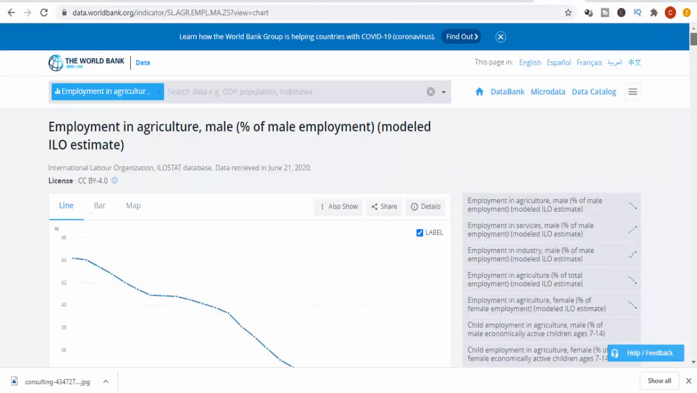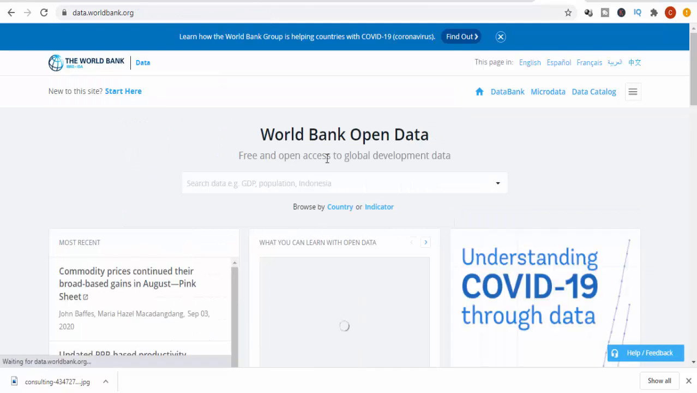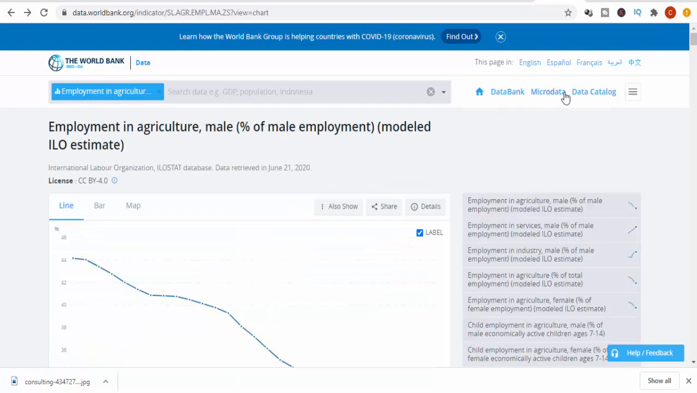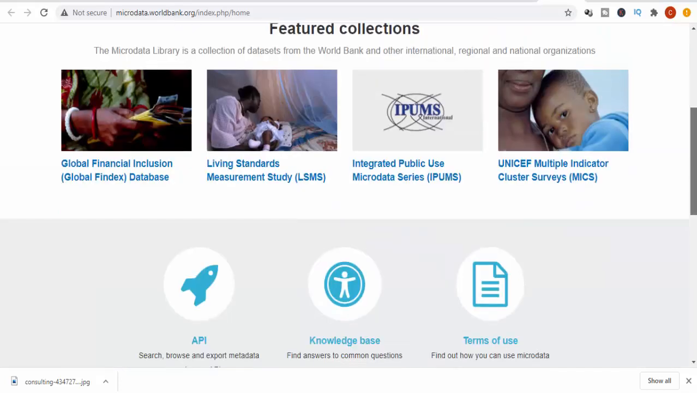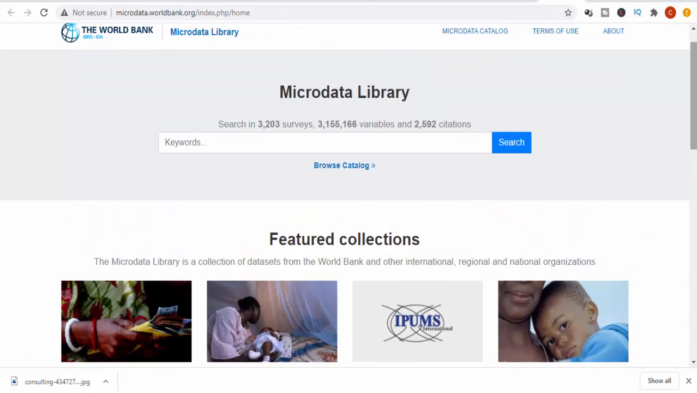What else can we find from this website in terms of data? Okay, let's try to go to where else. Okay, they also have microdata. Okay, let's see what's there with the microdata library. Okay, yeah. Okay, so you can see that.